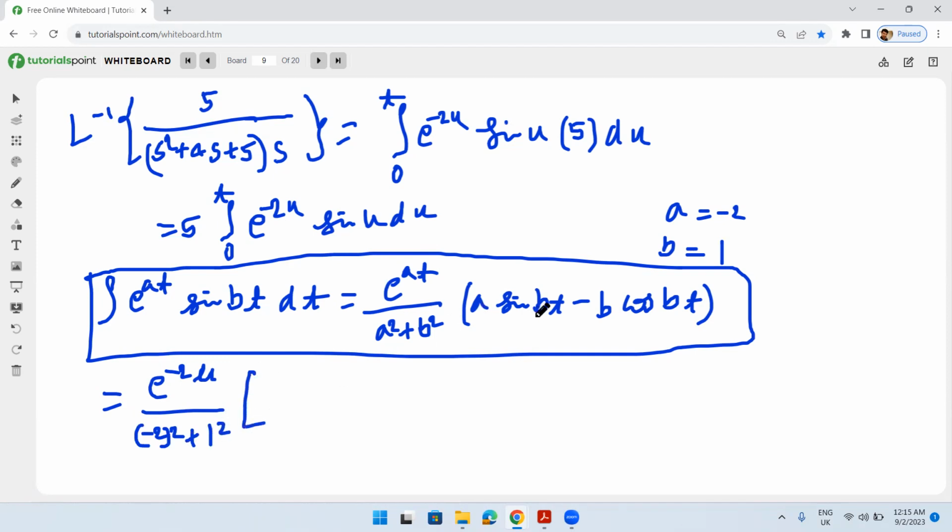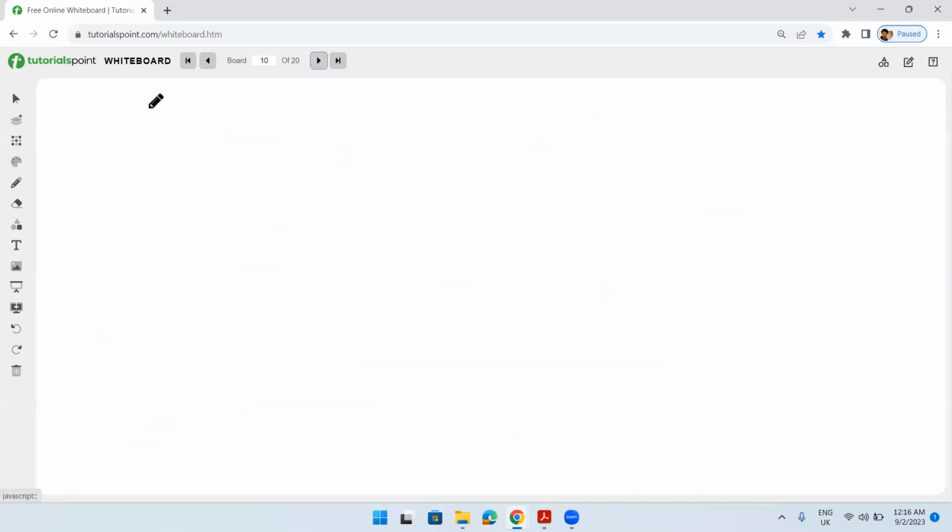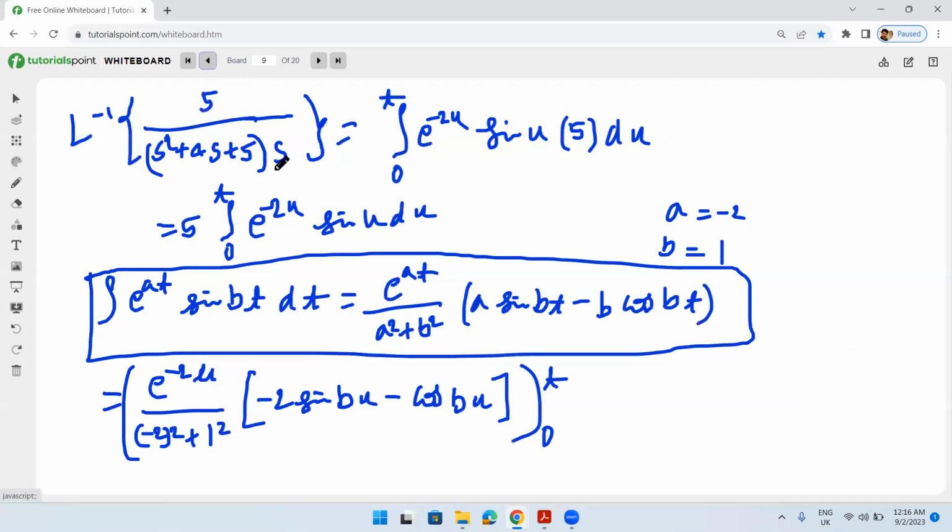Next, a sine bt. A is nothing but minus 2 sine bu minus b. B is nothing but 1 cos bu. In the place of t, u. So this is from 0 to t. Now here in the place of u, first upper limit t. E power minus 2t by 5. 5 is also there, I've forgotten this one. Next, minus 2 whole square is 4, plus 1 is 5.